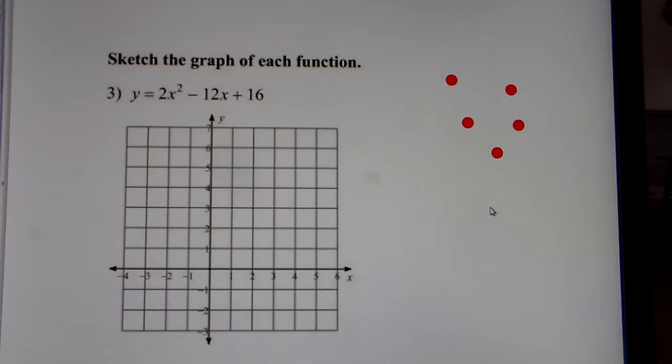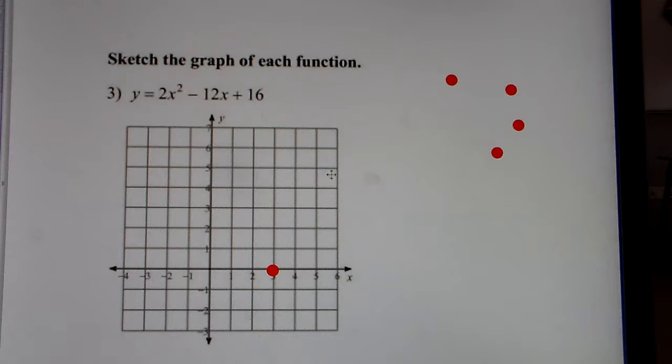Alright, here's number 3. We have y equals 2x squared minus 12x plus 16. This quadratic equation is in standard form because it's going x squared, x, and then a constant. So what we use to find the vertex is minus b over 2a. So minus a negative 12 gets you a positive 12, over 2 times 2 gets you 4. So 12 over 4 gets you 3. So the x value of the vertex is going to be somewhere along this 3.